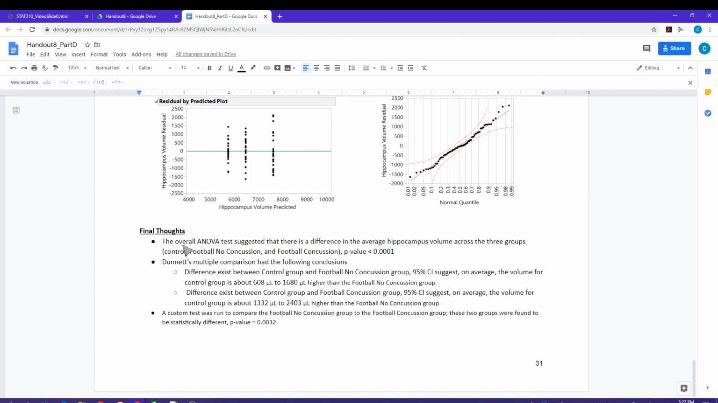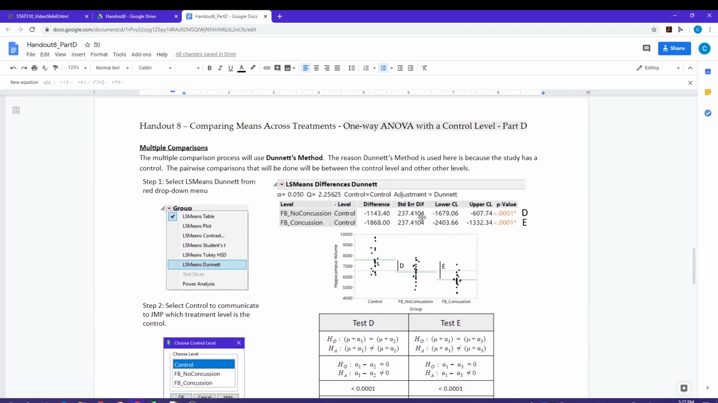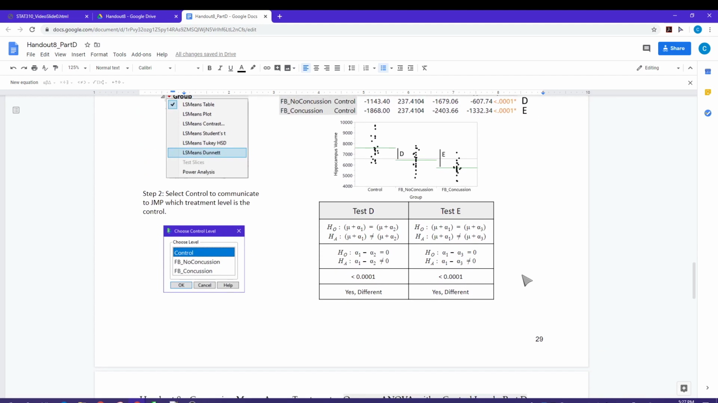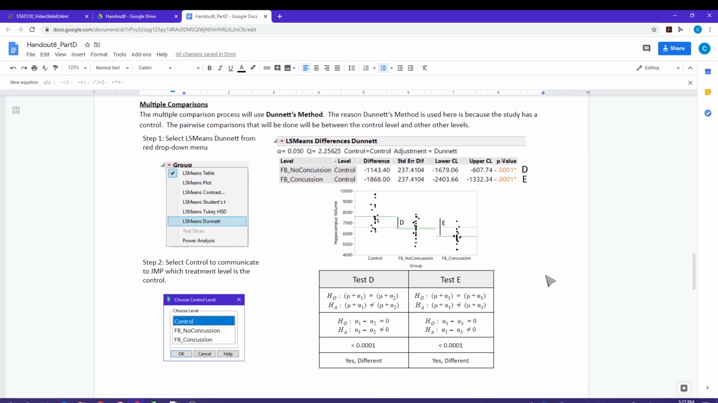Some final thoughts. The overall ANOVA test suggested that we had a difference between the three groups. Had a highly significant p-value here. We did Dunnett's multiple comparison procedure, and we determined that the control group was indeed different than the football no concussion group. We can look at the confidence intervals and talk about how much different. So the output for those confidence intervals are given up here underneath the Dunnett's output. You got the lower and the upper here. On page 29, I was just looking at the test, but I also have the lower and upper intervals, which tell you how different those two groups are.